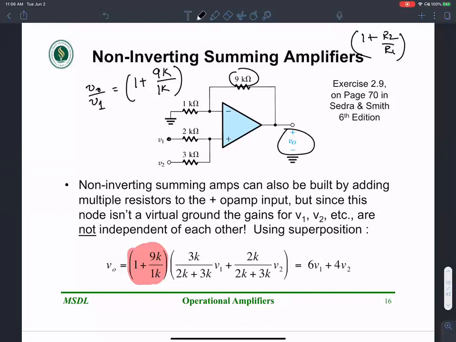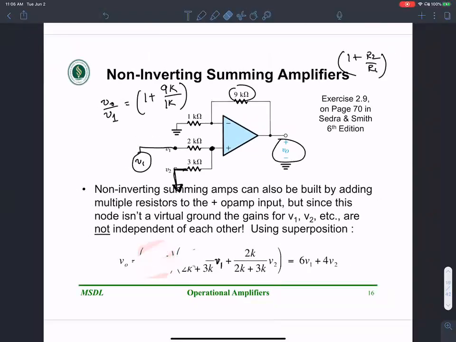So when I come to do the superposition theorem with V1, one of the voltage sources is going to go to ground, and the voltage that is left here will be the fraction 3k over 2k plus 3k times 1. Okay, so let me draw that out here.